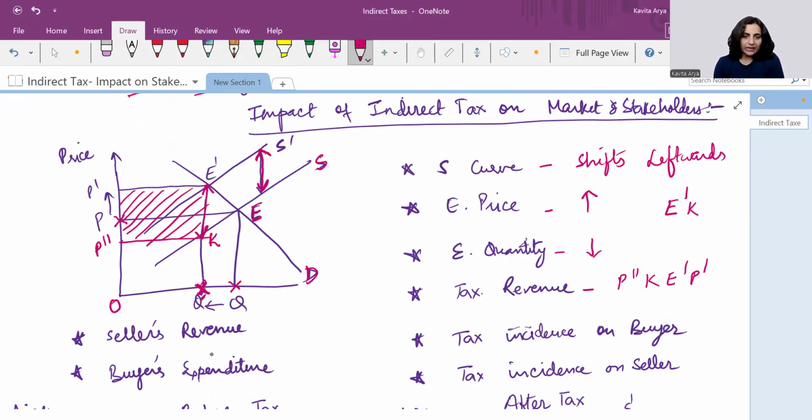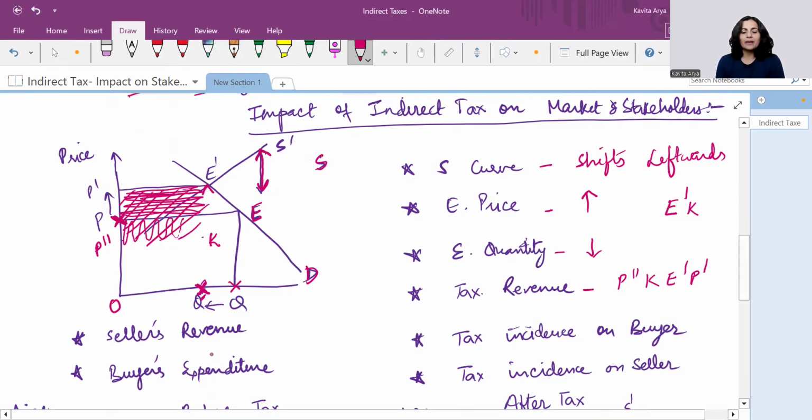This is the whole tax imposed, right? So earlier the buyer had to give this much price, OP price. Now the new price is P dash. So it means this upper box is contributed by the buyer. But because this also is the tax revenue, this lower box is contributed by the seller, because this is the overall revenue of the government by the taxes.